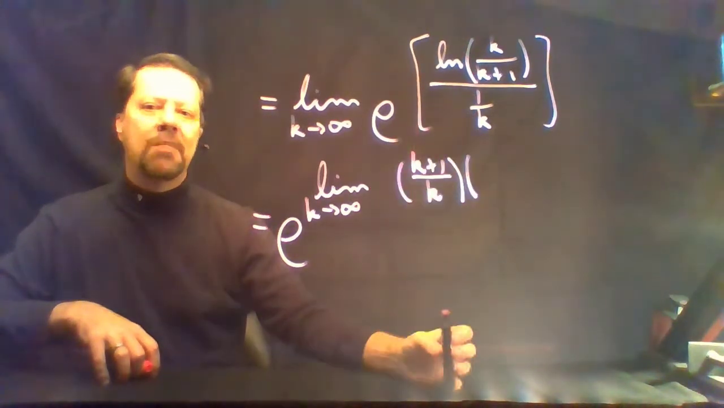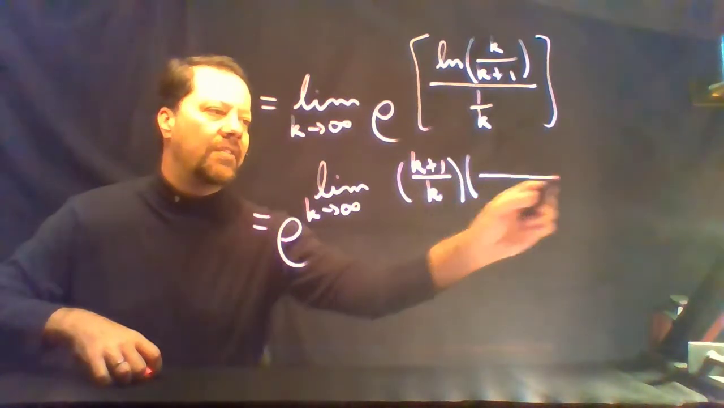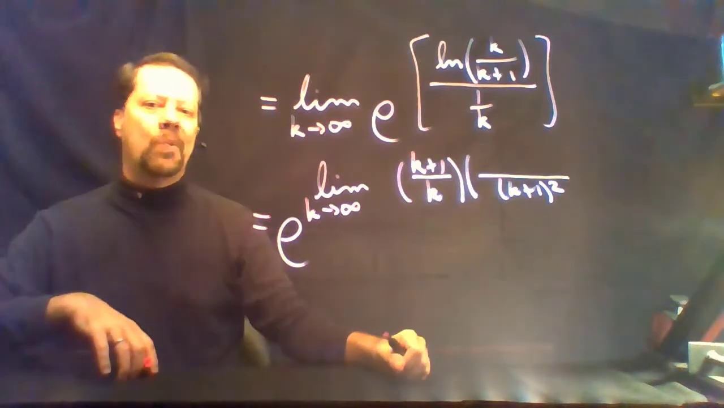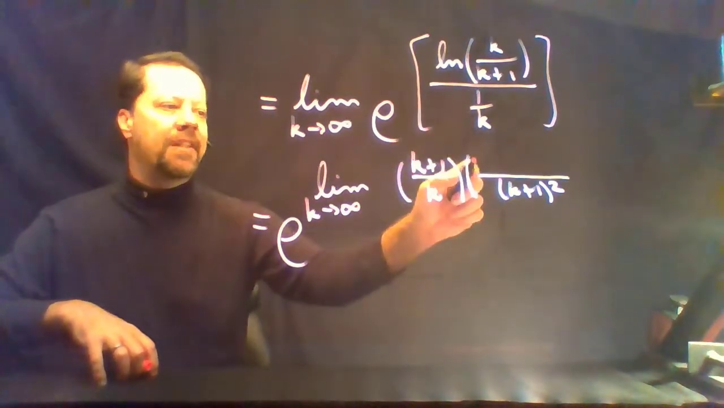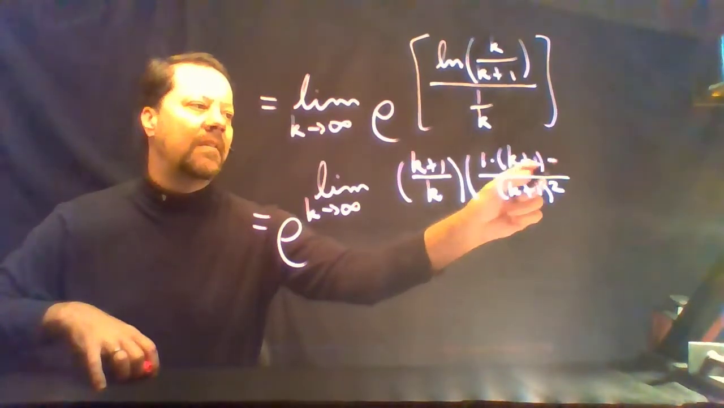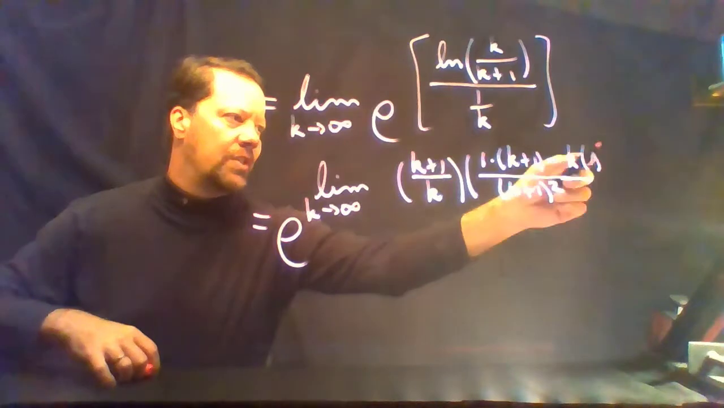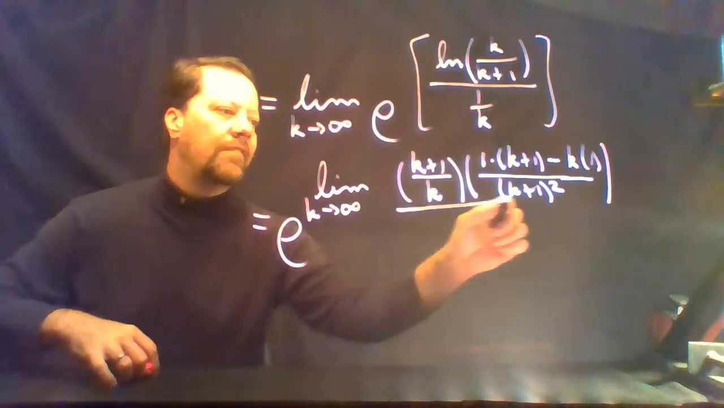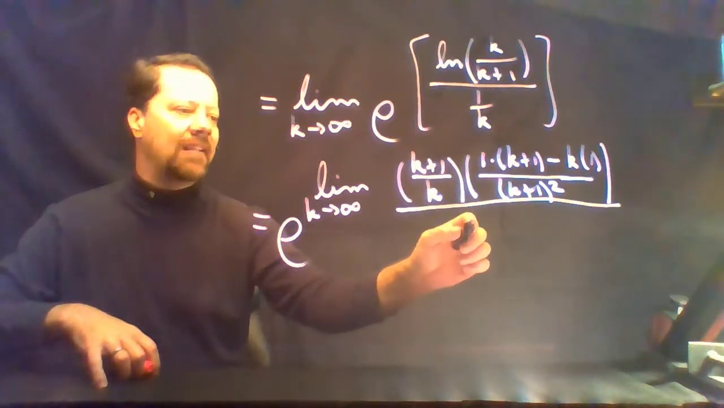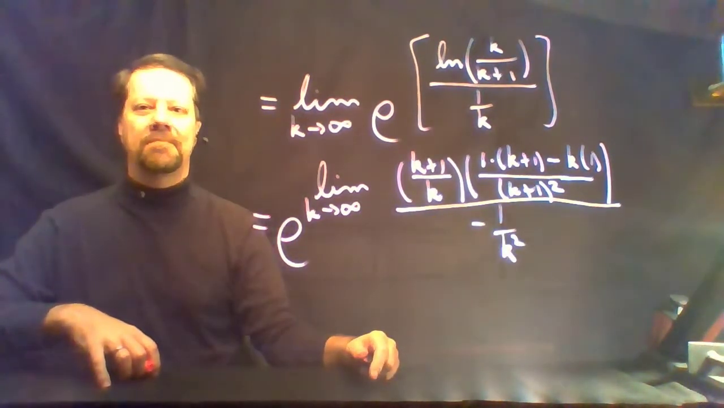But we need to multiply by the derivative of the inside. To do that requires the chain rule. We'll have the bottom squared. The derivative of the top is 1 times the bottom, which is k plus 1, minus the top times the derivative of the bottom, which is 1. All of that is divided by the derivative of 1 over k, which is negative 1 over k squared.